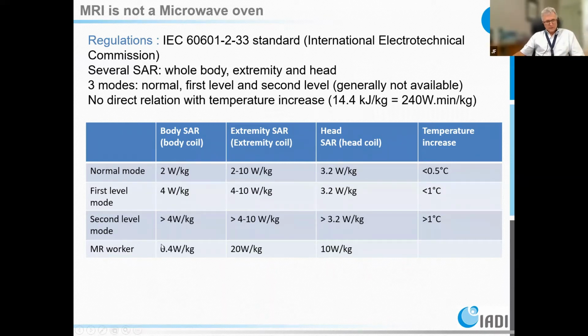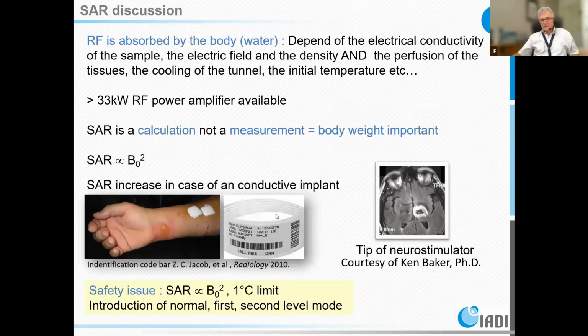Just this regulation gives also some value for the workers. And you see here the threshold for us is 0.4 watt per kilo. What is the problem here? And this is a big issue for me and for us.